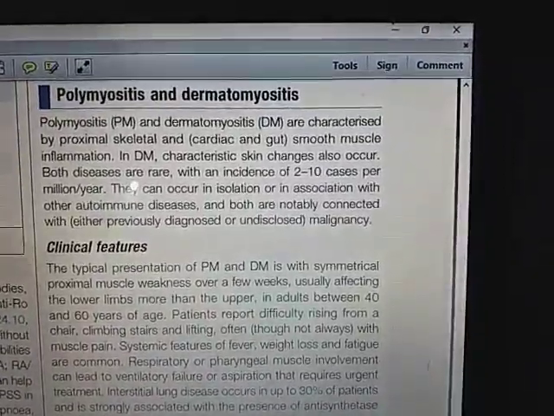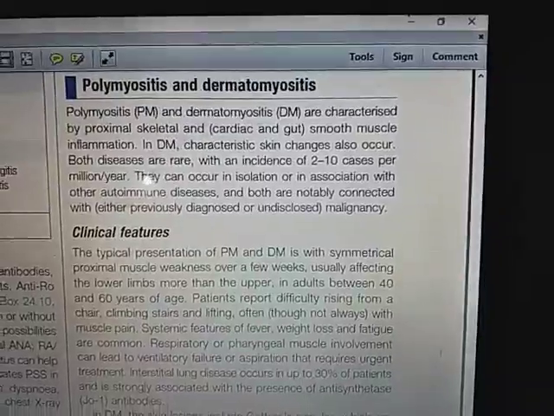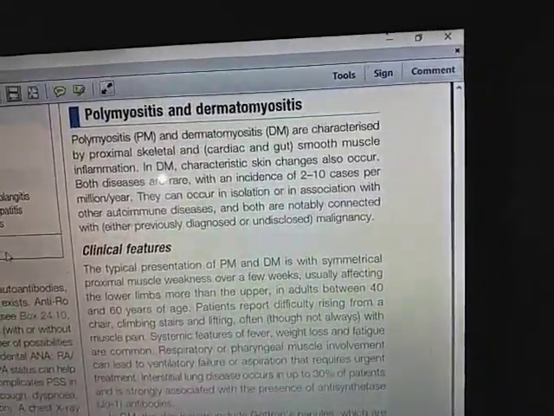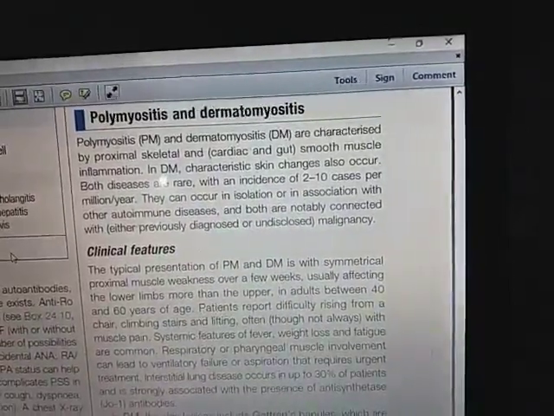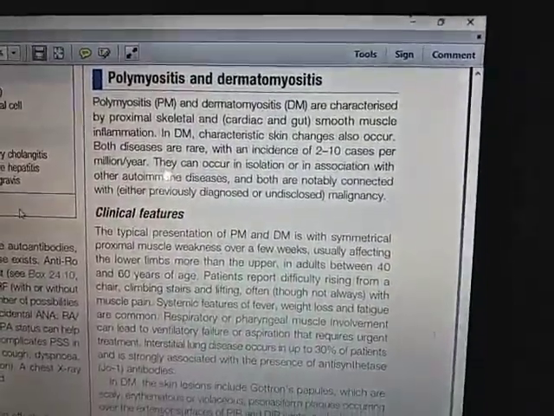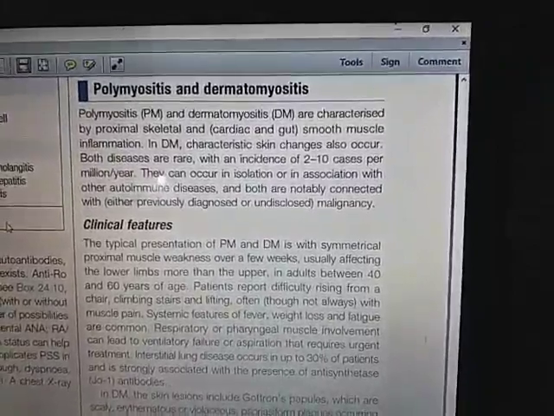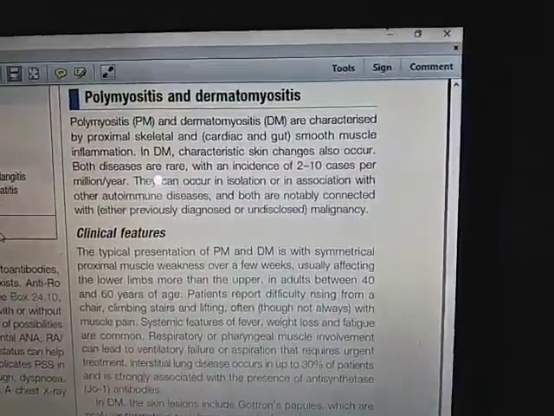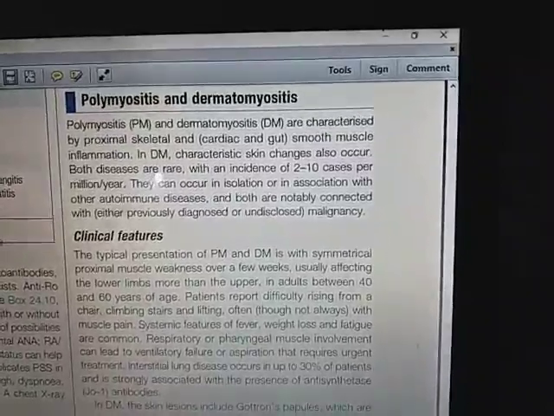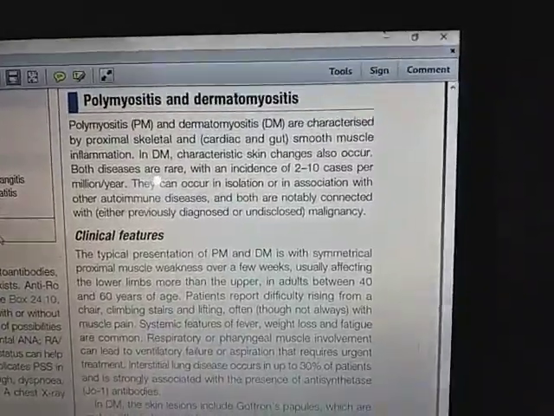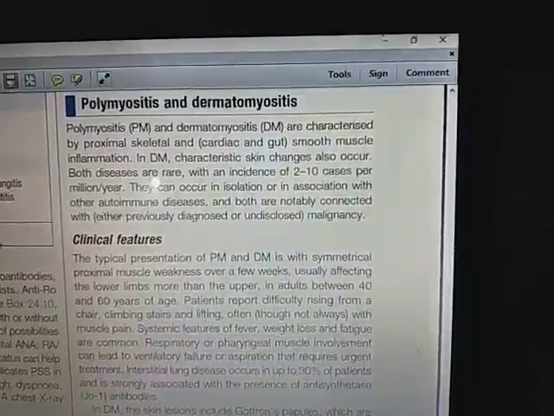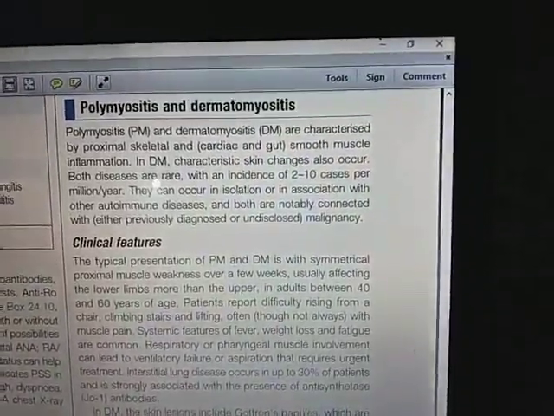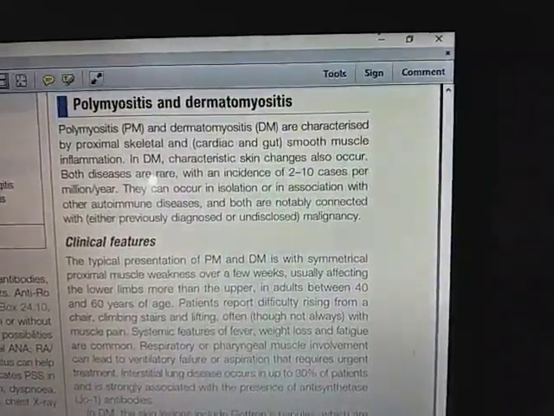The clinical features of polymyositis: we have proximal muscle weakness in upper and lower limbs, difficulty in rising from a chair, climbing stairs and lifting, later muscle wasting and contractures, calcinosis in muscles.